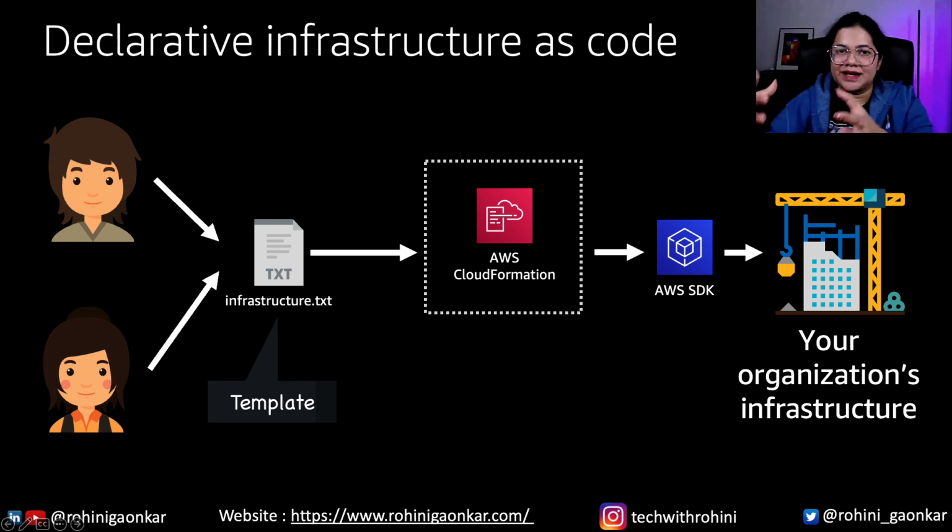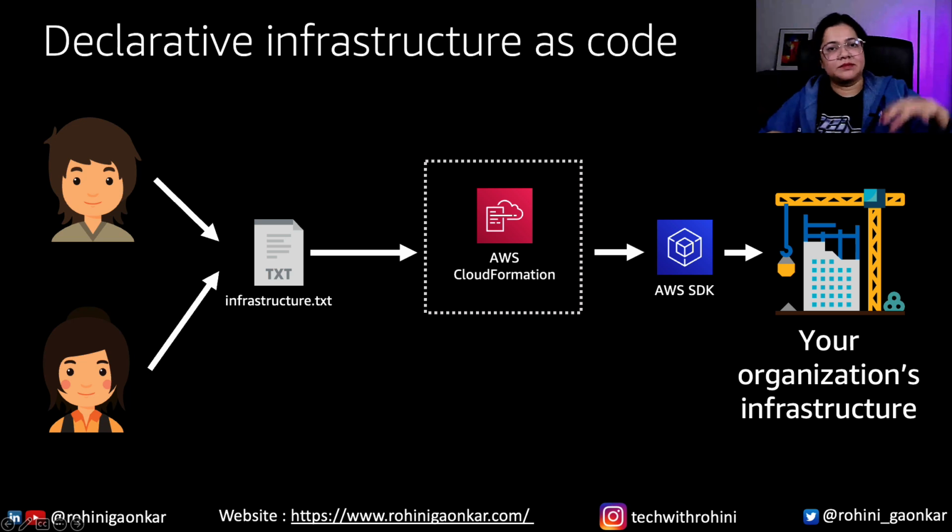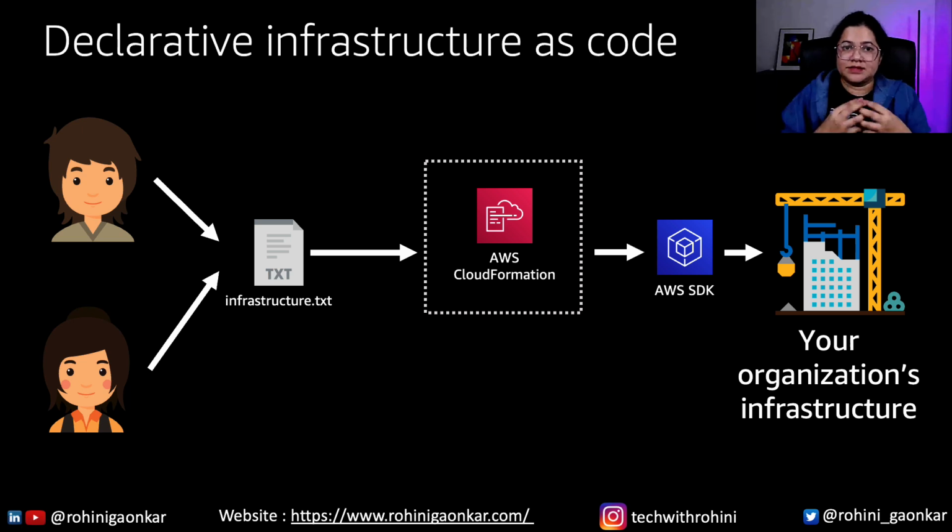Now you write this template as a normal text file. There is nothing special about it. It's just a text file with your JSON or YAML-based code that defines all the infrastructure that you need. You need an EC2 instance, you need an S3 bucket, you need an IAM role, whatever you need. Once you define that into this text file, you provide this text file to the AWS CloudFormation service. CloudFormation will actually read this template, and based on whatever resources you have defined, it will go ahead and call the AWS SDK, which will actually call the AWS APIs of those services.